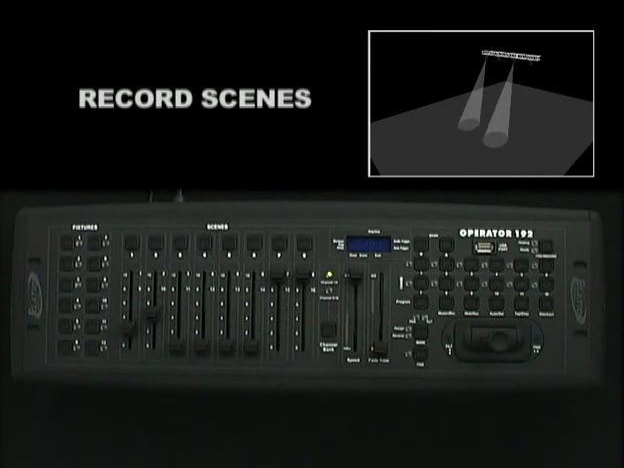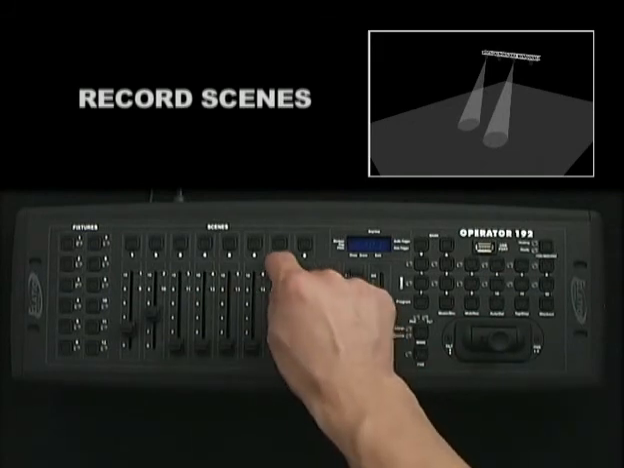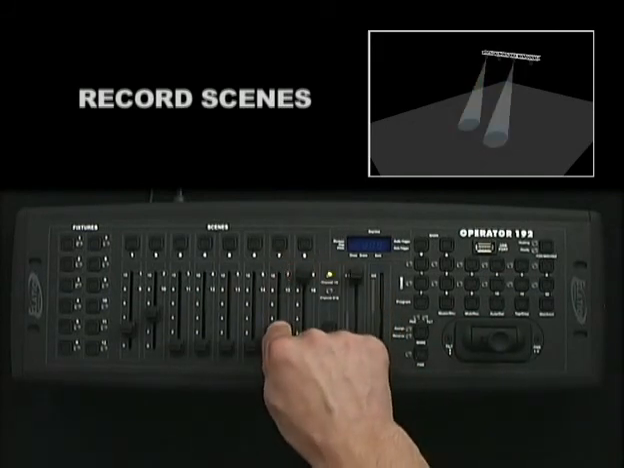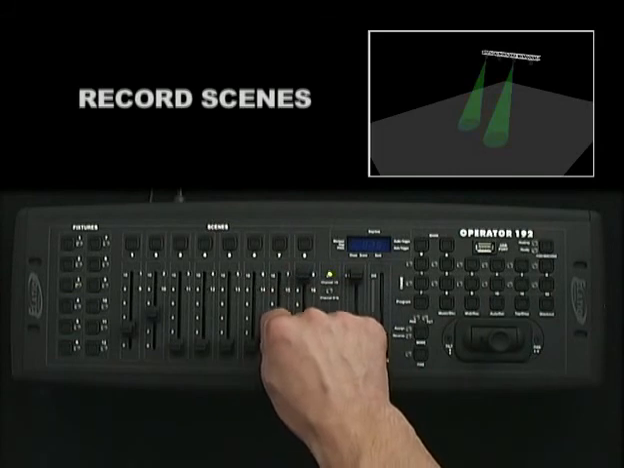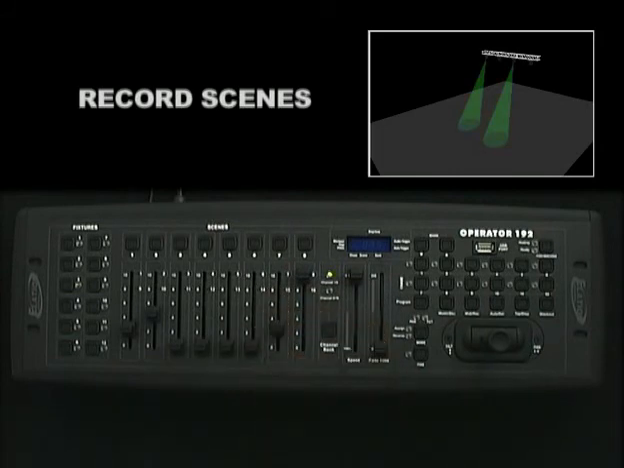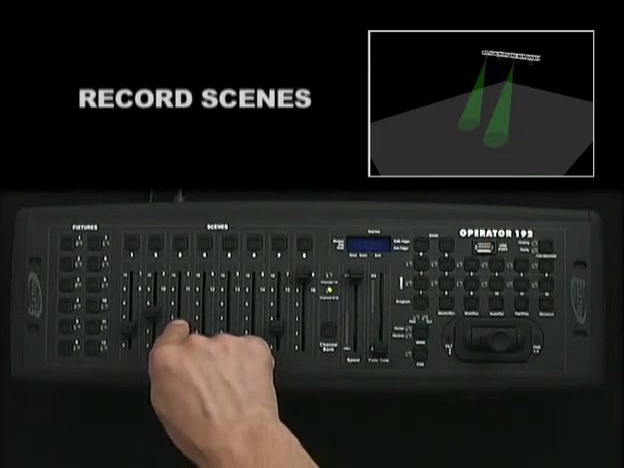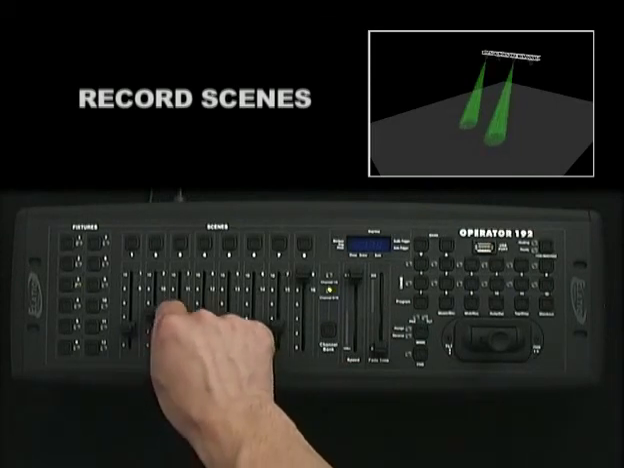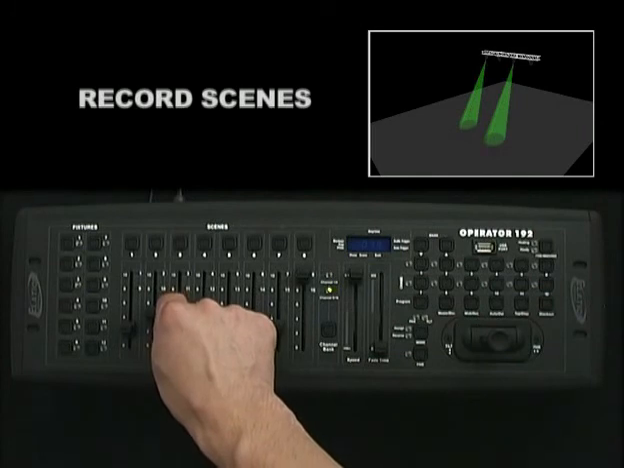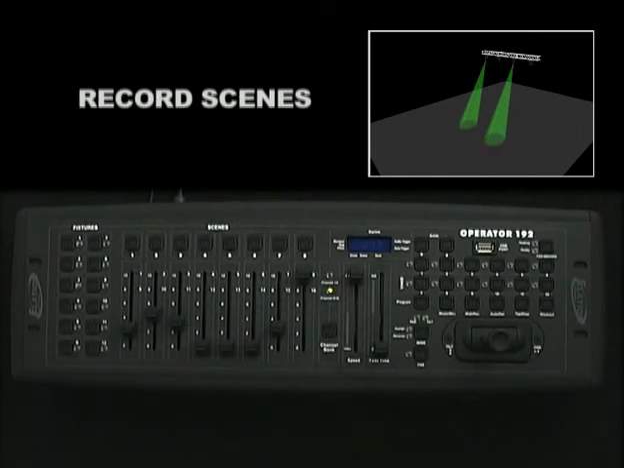To store this as a scene, we want to select the scene bank that we want to store our scene to. Use the up and down arrow buttons to select from the 3 scene banks. We currently have scene bank 1 activated. To store this on scene bank 1, I'm going to press the MIDI record button followed by scene button 1. All LEDs will momentarily flash, confirming that the scene has been stored.